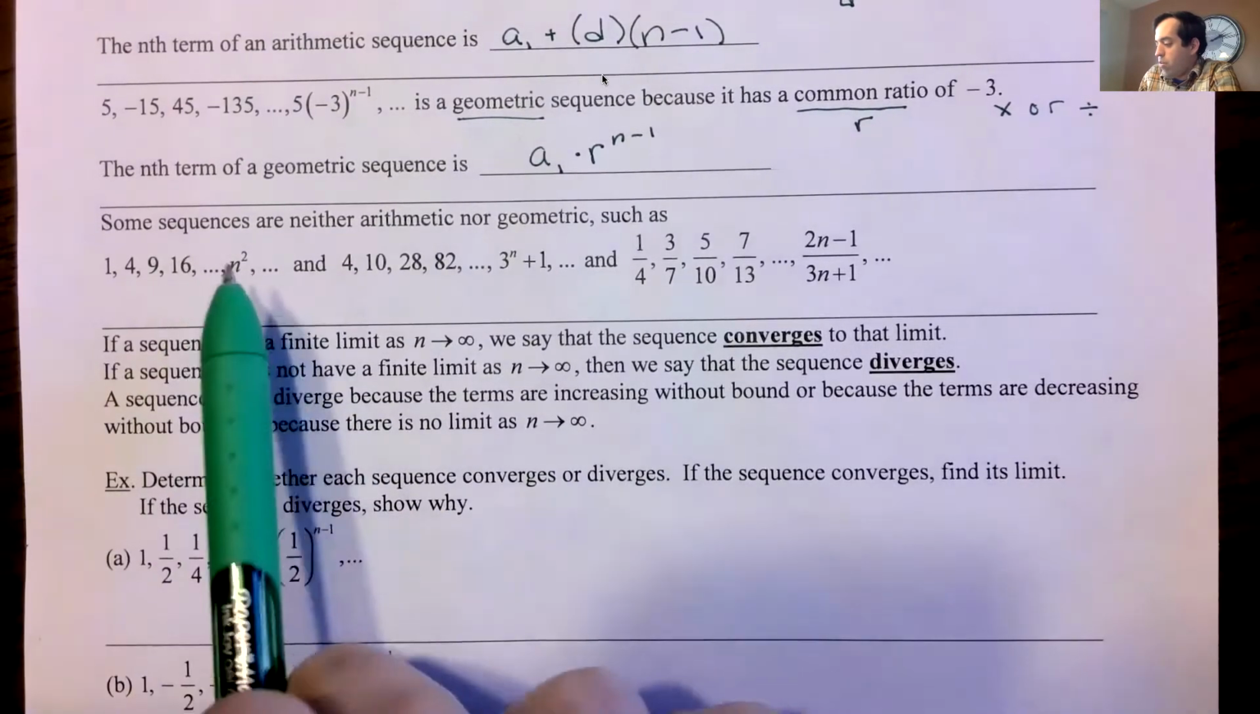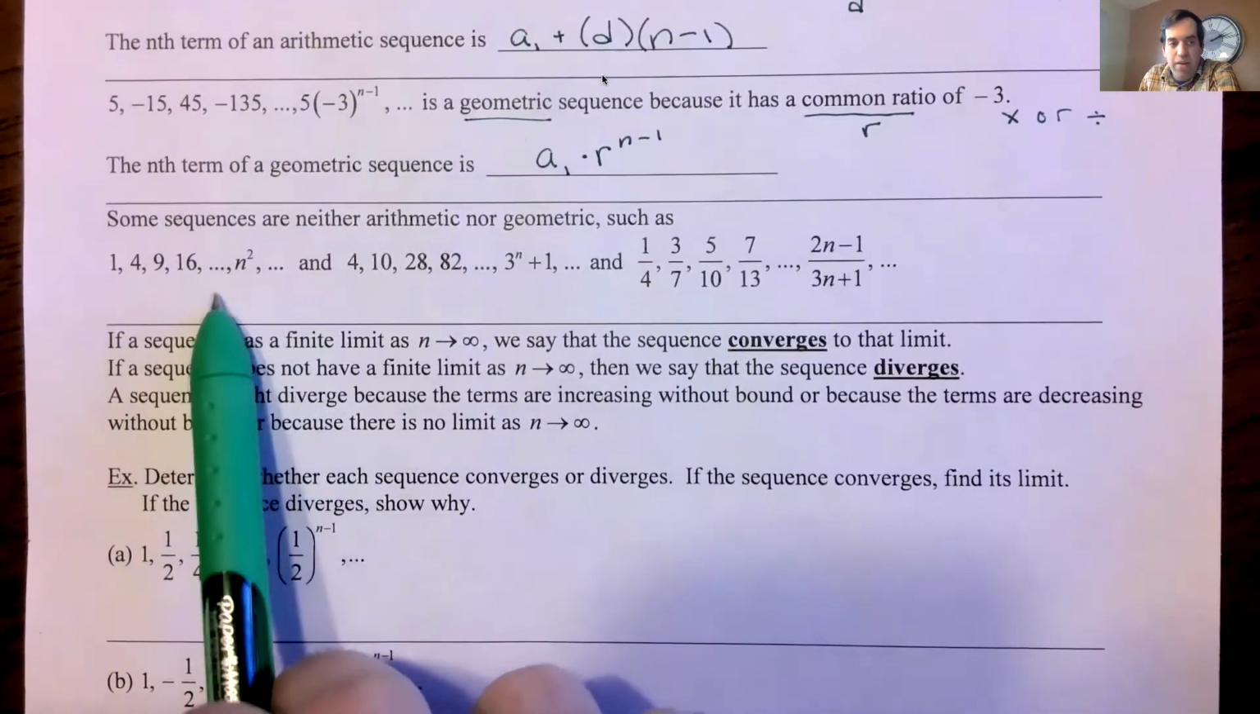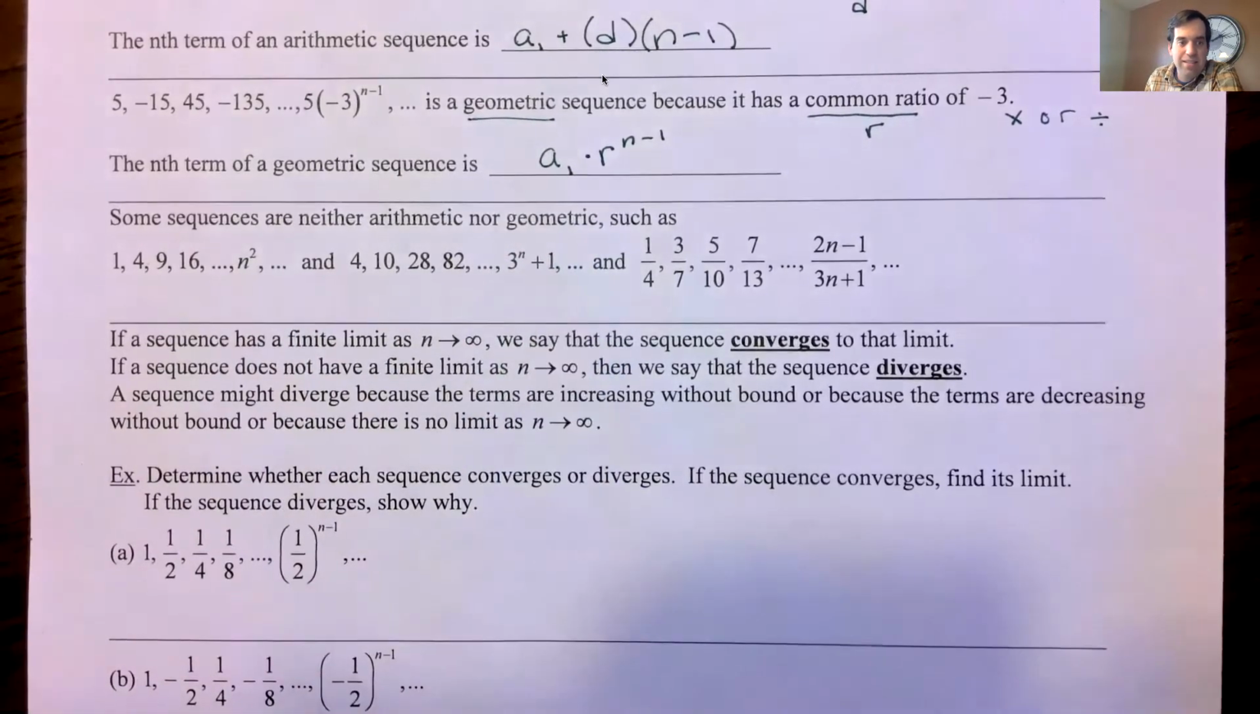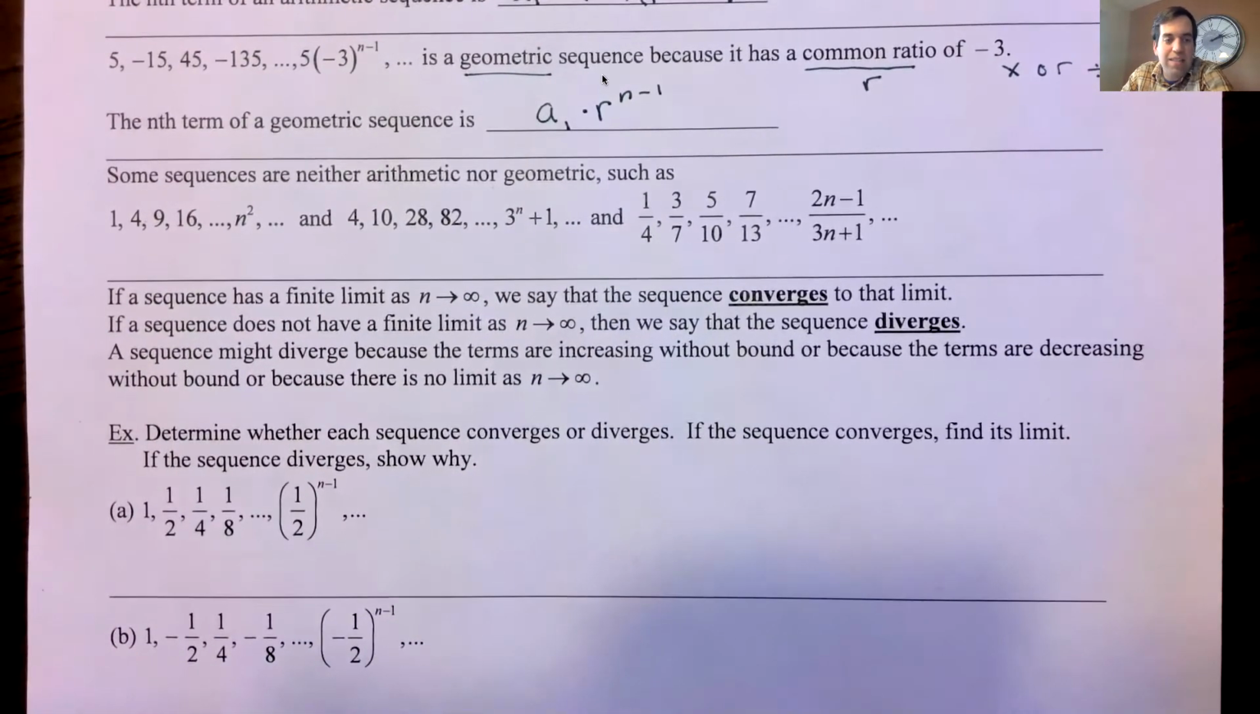The important thing is that we are able to define what the pattern is in some expression that has n in it. Okay, so if a sequence has a finite limit as n approaches infinity, we can say that the sequence converges to that limit.